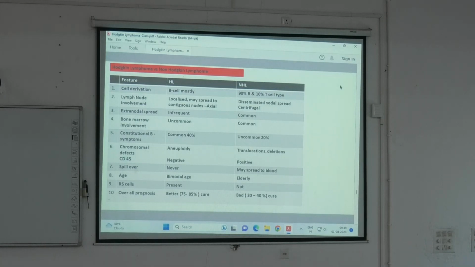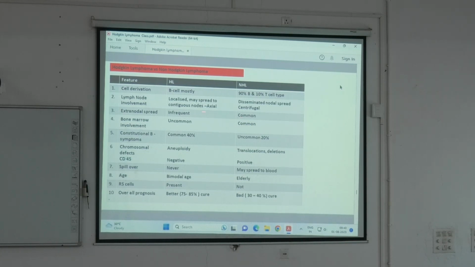Now it is important how you differentiate between Hodgkin lymphoma and non-Hodgkin lymphoma. Understand these slowly; you can write any point in the exam, but you have to know this. Cell derived: Hodgkin is B cell, mostly B cell, whereas here it is 90% B cell, 10% T cell. Lymph node involvement in Hodgkin is localized and contiguous, that is, the axial nodes are involved. But NHL is centrifugal, with diffuse involvement of lymph nodes throughout the whole body.